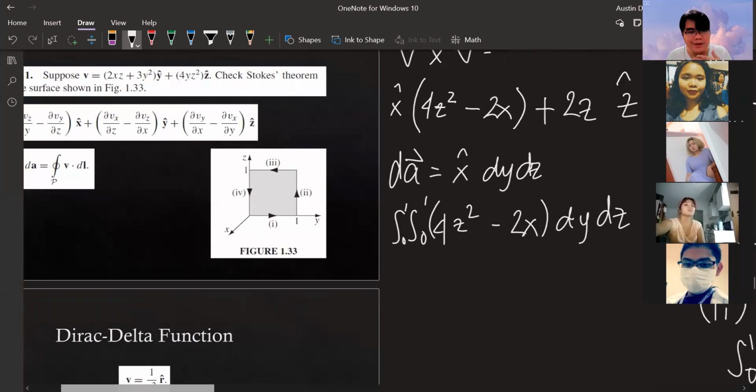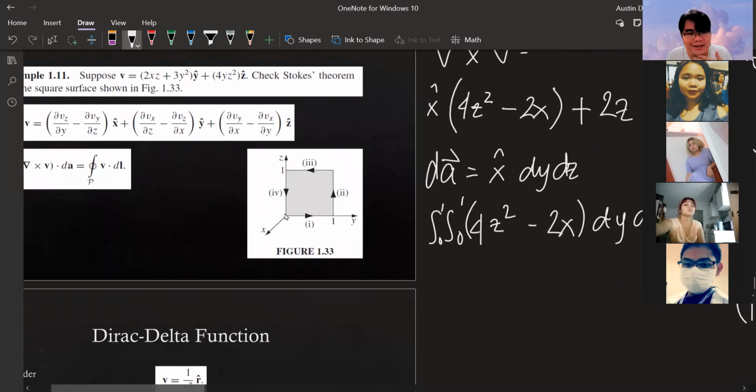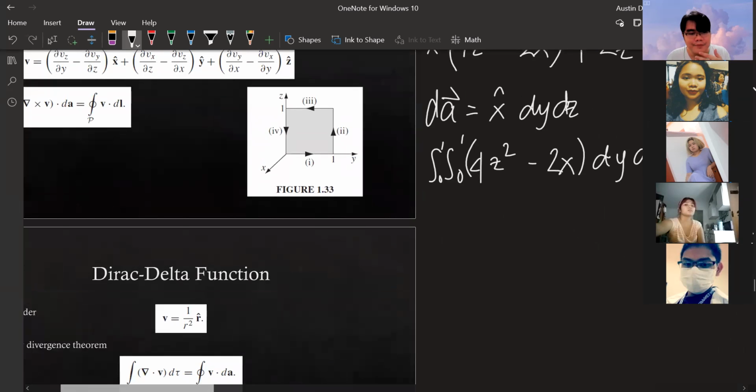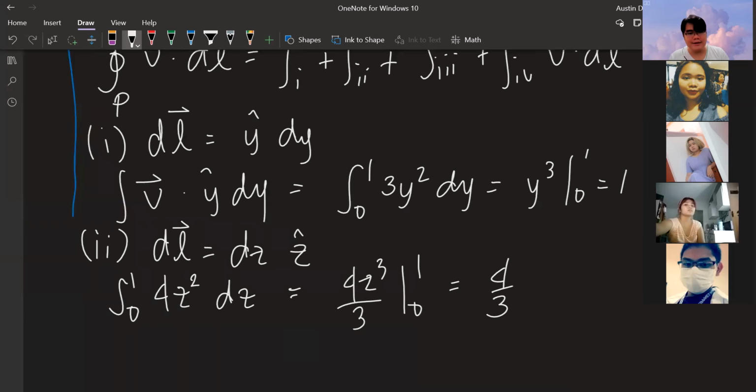Sorry guys, I was eating, I'm getting distracted. Okay, the bounds are right, aren't they? 0 to 1, because this is z equal to 0, your lower limit, and z equal to 1. So z goes from 0 to 1. This is fairly straightforward. This gives me 4z cubed over 3, evaluated from 0 to 1 again, and this gives me 4/3.